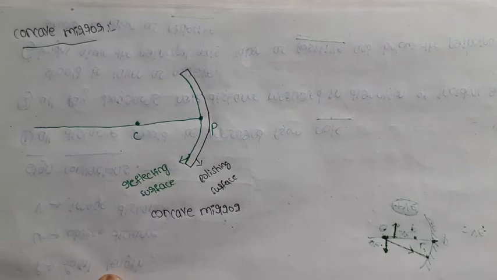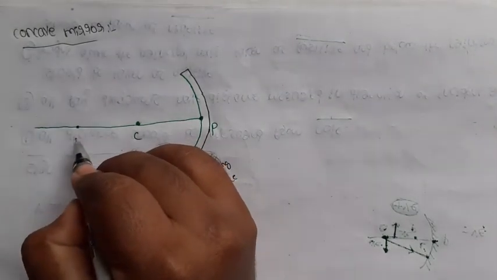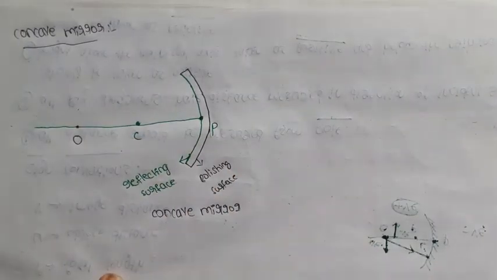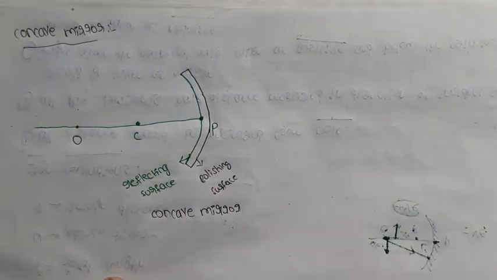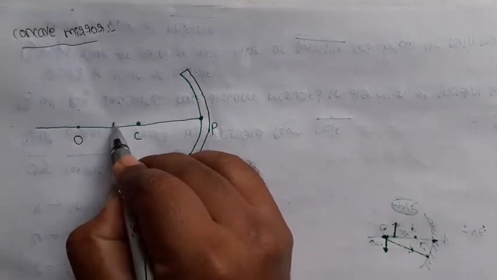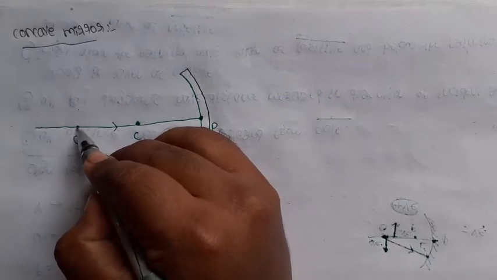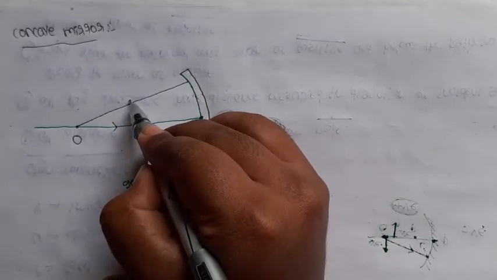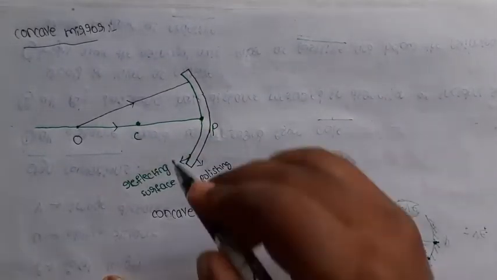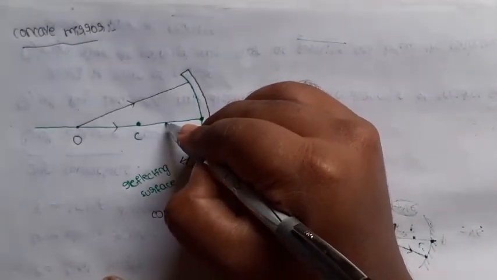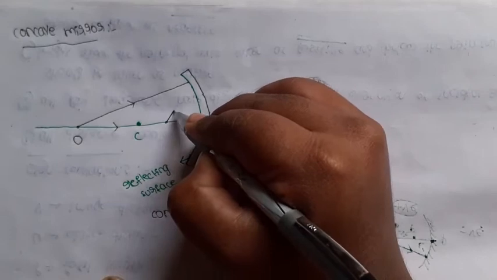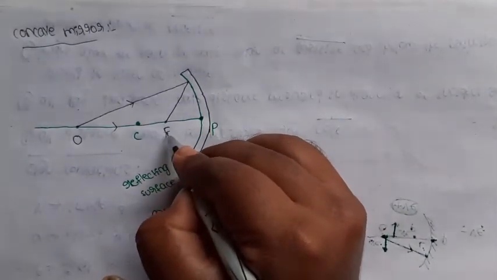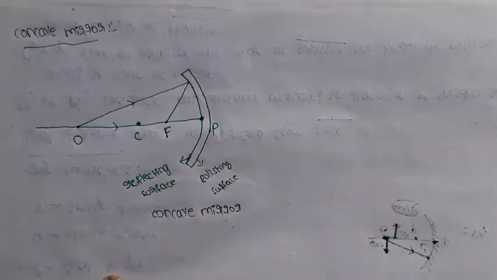Okay, I am placing an object at point O. This is the object point. In any ray diagram, image formation requires two incident rays. This is the first incident ray, that is towards the pole. Second incident ray is this one. After that, it is reflected through the focus. At the point of focus, the image will be formed.